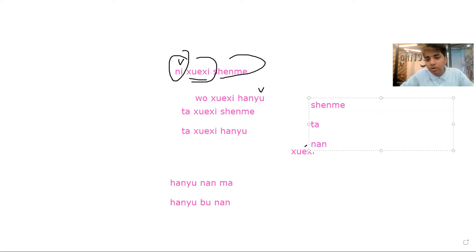Then what to say for the plural? They. They can be a lot of he and a lot of she. I will say tamen. Repeat after me. Tamen. Ta is he or she, and men is my plural suffix. Women. Wo is I, and women is we.